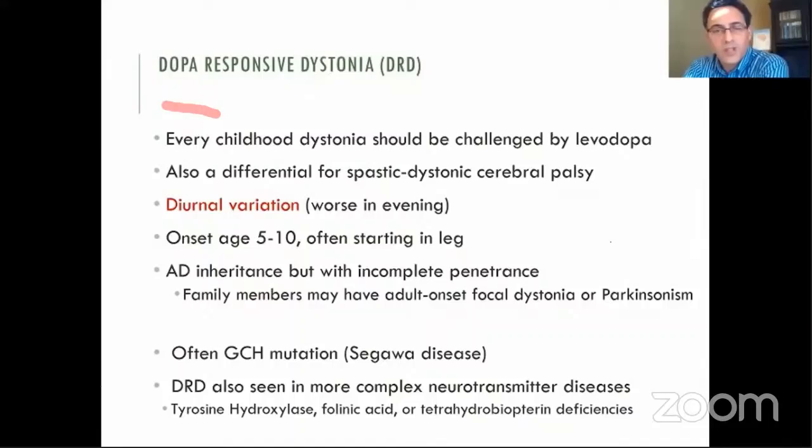It is an autosomal dominant inheritance, but due to incomplete penetrance, there may not be a clear family history, but only some adult family members who have focal dystonia or late onset Parkinsonism. The GCH1 mutation associated with Segawa disease is the most common one, but there are a number of neurotransmitter disorders that can also present as dopa-responsive dystonia, such as tyrosine hydroxylase deficiency and other entities.